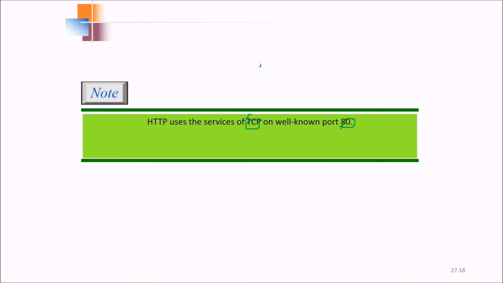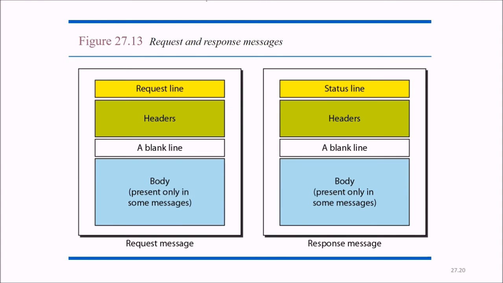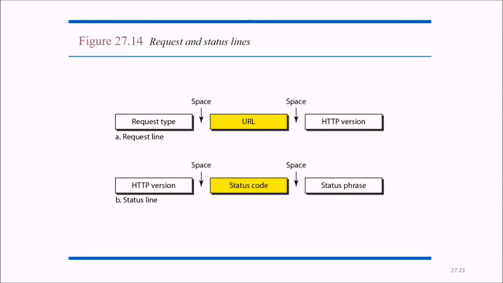HTTP uses the service of Transmission Control Protocol on port 80. Okay, so an HTTP transaction is again very simple. You send a request, you get the response. This is what HTTP does. But the request and response messages are like this. You have a request line, you have headers, a blank line, and a body which is present only in some messages. These are the request and response messages which you can send through HTTP.